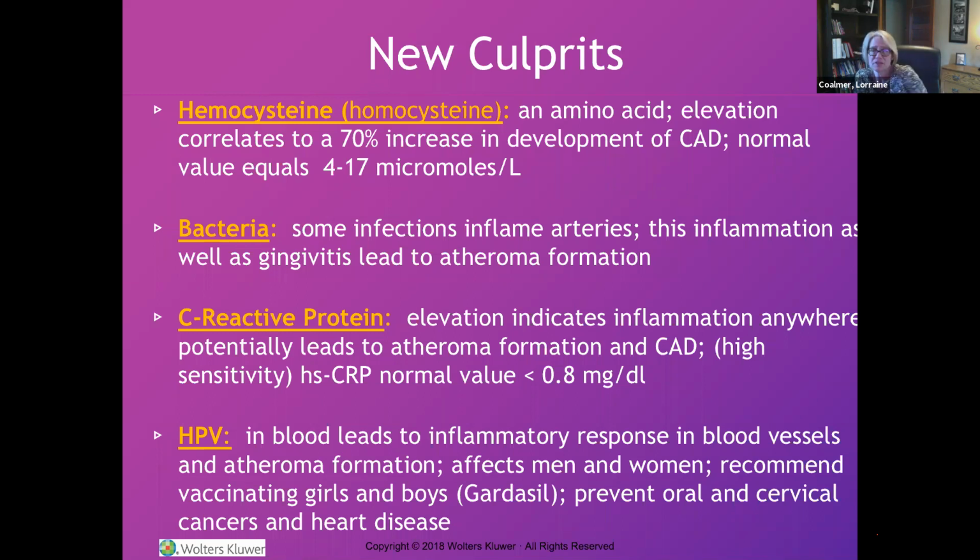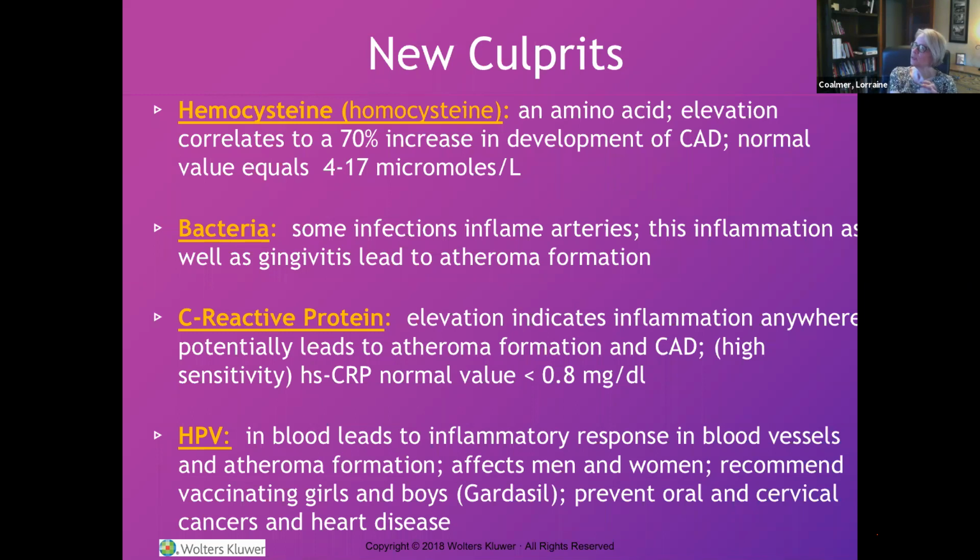Bacteria, some infections inflame arteries. When we have a bacterial infection, and we'll talk about this next semester in critical care, when we talk about SIRS, or systemic inflammatory response syndrome, that causes this massive inflammatory response. COVID, which is what everybody's been talking about, we have this massive inflammatory response, and why we're having all these complications with COVID is that the body has this massive inflammatory response. So definitely taking a look at bacteria being a cause.